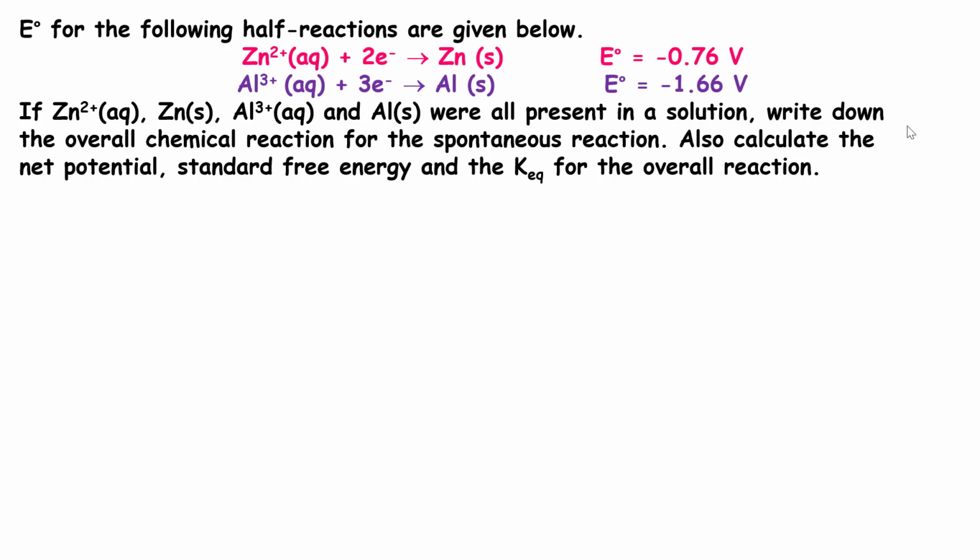And it says if zinc 2 plus aqueous, zinc solid, aluminum 3 plus aqueous, aluminum solid were all present in a solution, write down the overall chemical reaction for the spontaneous reaction. Also calculate the net potential, standard free energy, and the Keq for the overall reaction. Okay, so these are the problems.